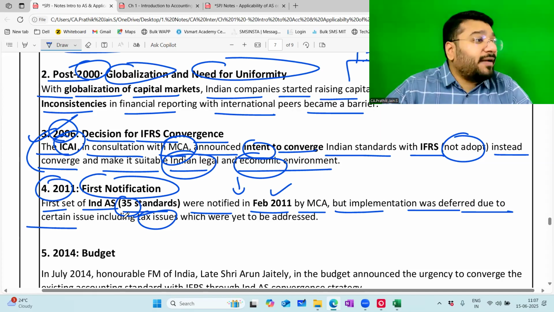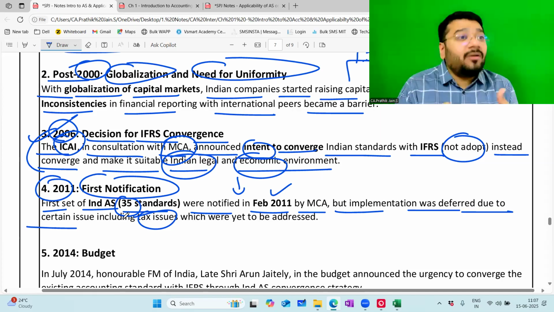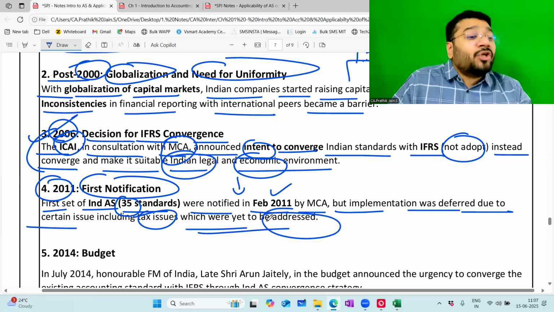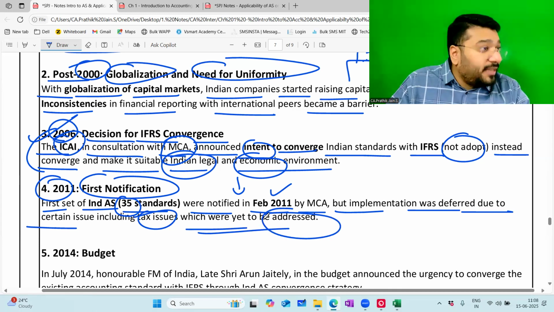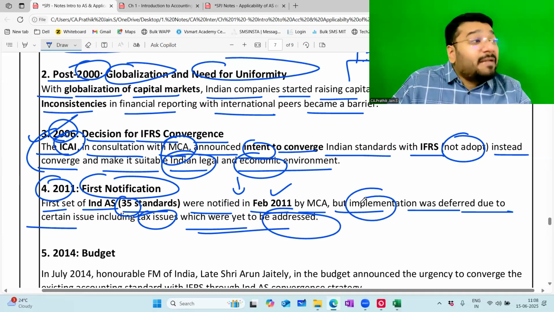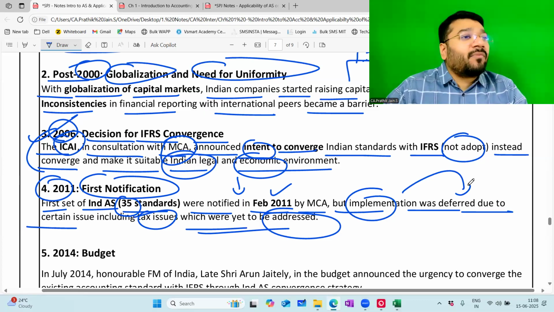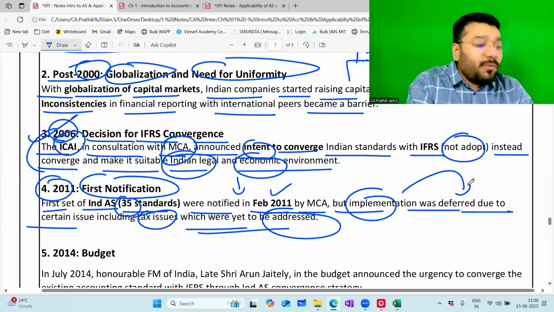How do you account for that? We had a different norm, so that was not coinciding. Like that, we had small, petty issues which were yet to be addressed. Therefore, even though you came out with Ind AS, you could not implement it. So the implementation was deferred, postponed. Ind AS was notified, but we were not able to follow it, and we deferred it. Then what happened?